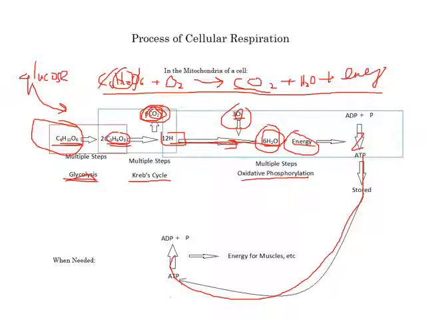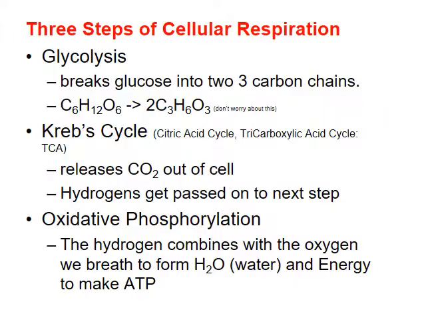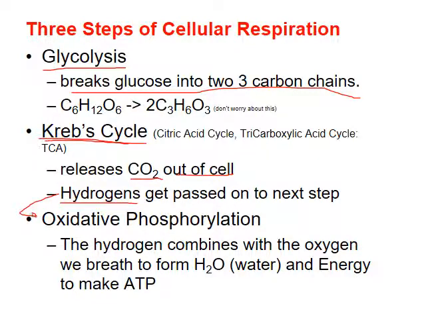So you have to know these three things. There's glycolysis, which breaks glucose into two three-carbon molecules. That's all you need to know. Then the three-carbon molecules go to the Krebs cycle, and they release carbon dioxide out of the cell. And then the hydrogens get moved on to the next step, oxidative phosphorylation. They combine with the oxygen we breathe, forming water and energy to make ATP for us to be able to do work.